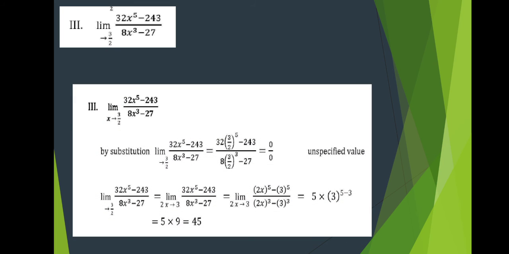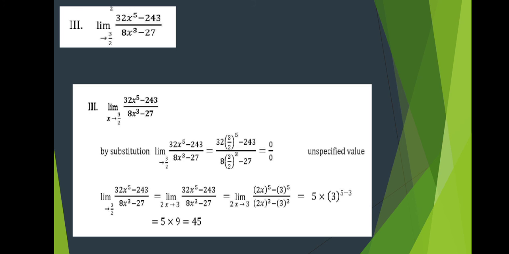Next here 32x power 5 minus 243 over 8x power 3 minus 27 x tends to 3 over 2. First what we do نعمل ايه يا شباب؟ لازم نعمل substitution first. Yes, by substituting here we get 0 over 0. Okay, we have here limit 32x power 5 minus 243 over 8x power 3 minus 27. طب انا هخليهم ايه؟ عايز اخليهم هنا powers. هي عندي هنا ايه؟ limit 2x tends to 3. 2x tends to 3.